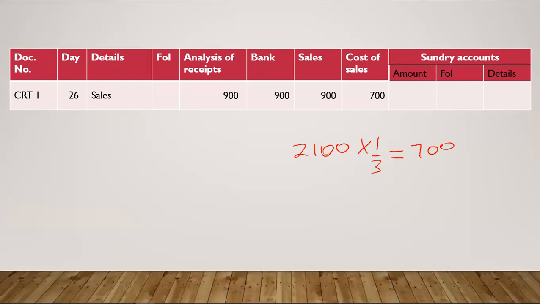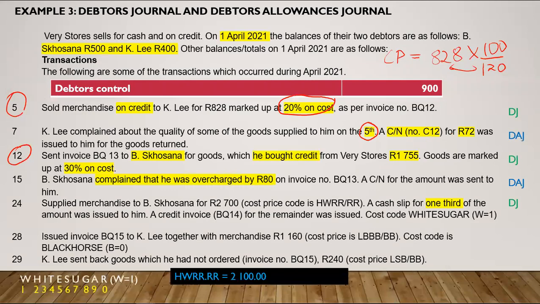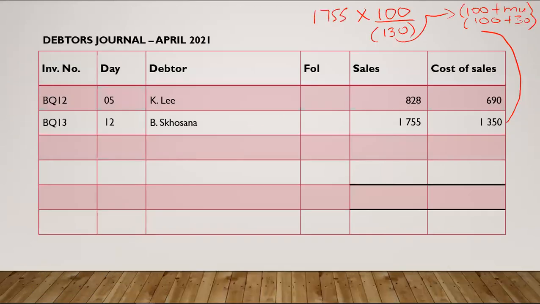The part that is worrying will be the credit part, which is 2/3. I'm going to start by taking 2,700 multiplied by 2/3. The amount that I get there will be recorded in my debtors journal. So I'll have BQ14, 24, Biscosana. 2/3 of that will be 1,800. So that 1,800 is simply 2,700 times 2/3.